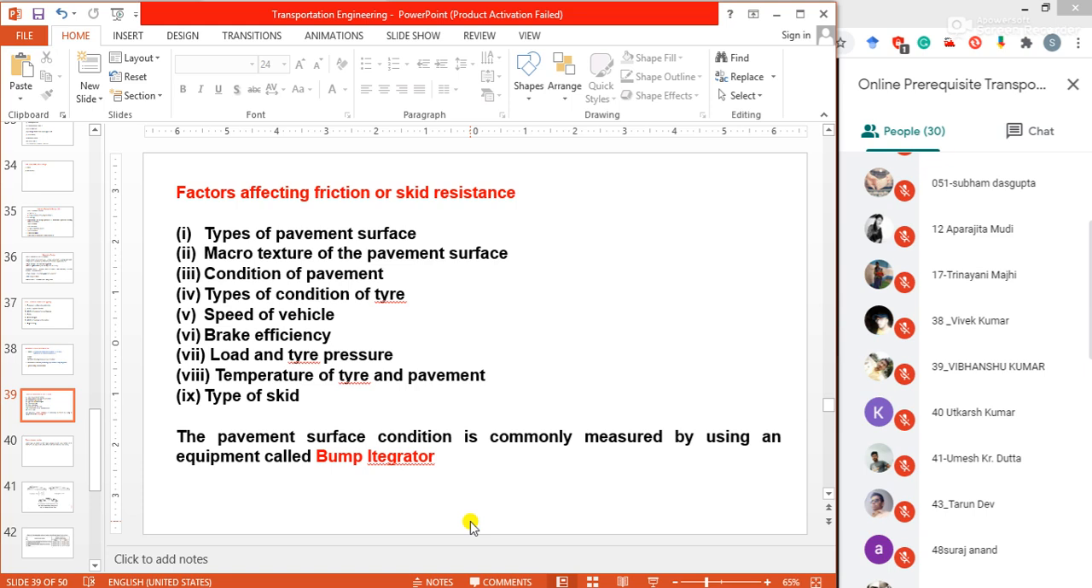In our laboratory also we have a bump integrator, or rather, an equipment like a bump integrator, through which we can measure the undulations or unevenness of the pavement.